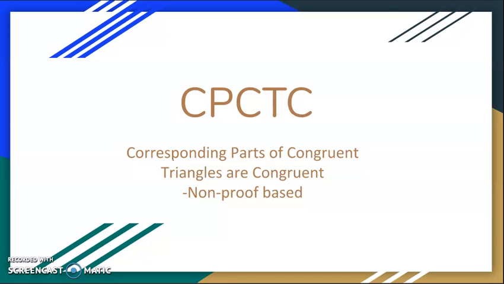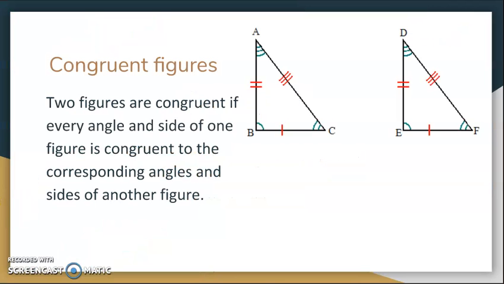So let's start off talking about what congruent figures are, of course. Two figures are congruent if every angle and every side of one figure is congruent to every angle and every side of another. So in this situation, we have two triangles. That means I'm going to have three angles and three sides congruent to each other.